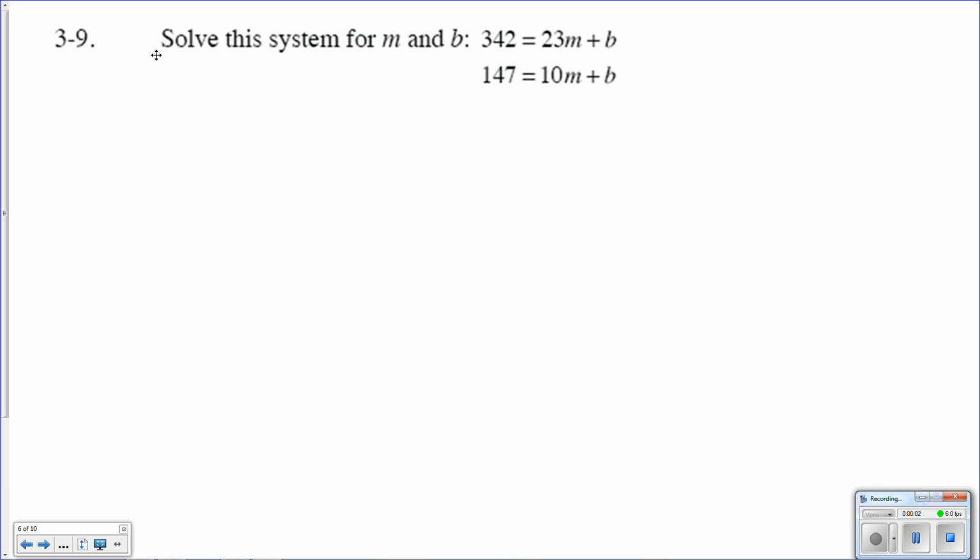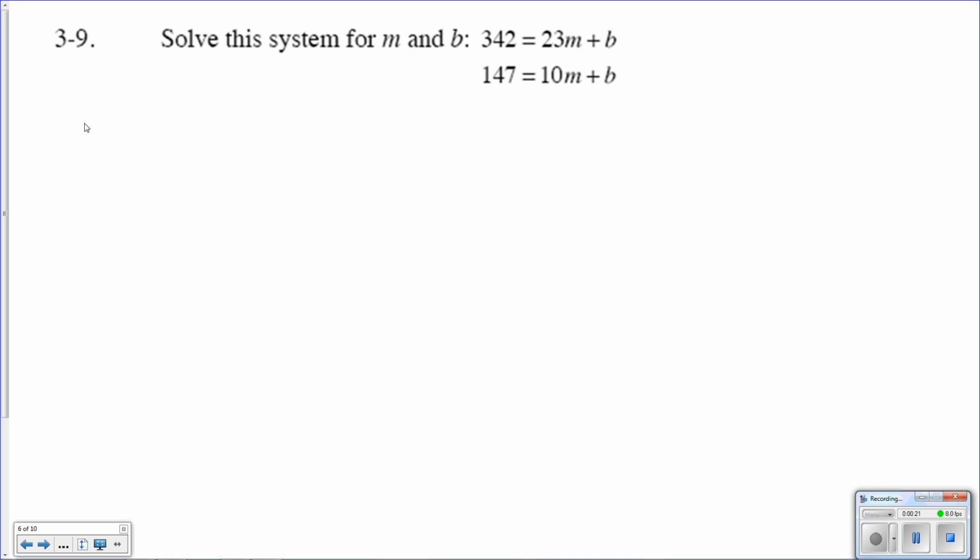All right, problem 3-9. Solve this system for m and b. We have 342 equals 23m plus b. We have 147 equals 10m plus b. All right, systems of equations.